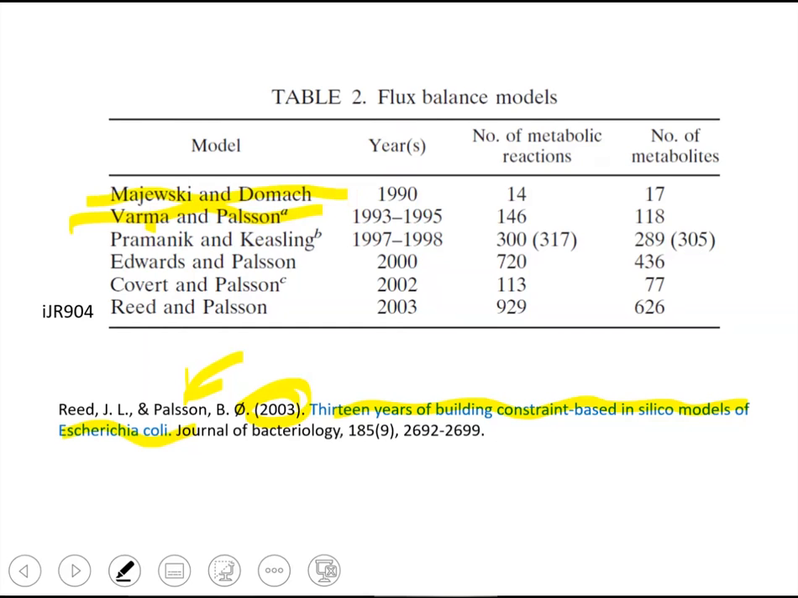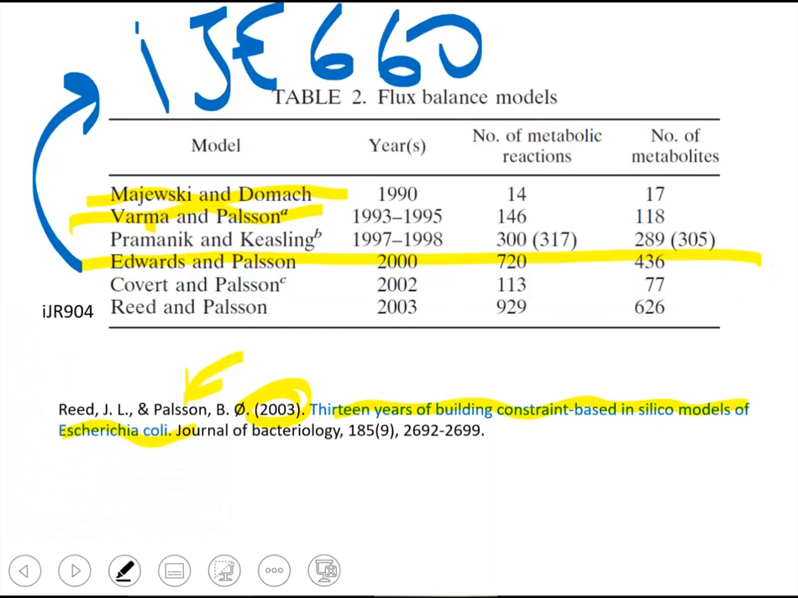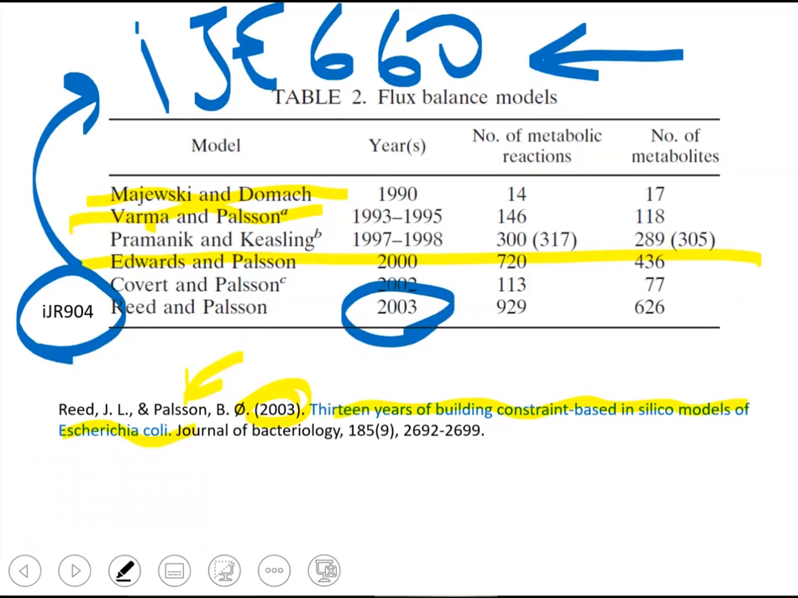And this was the earliest paper that used Escherichia coli within a mass balance-based framework. This is the genome-scale model, the first genome-scale model that I have mentioned, iJE660. And this is the updated version, iJR904. So they have updated this model 3 years later, and they increased the gene coverage from 660 to 900.